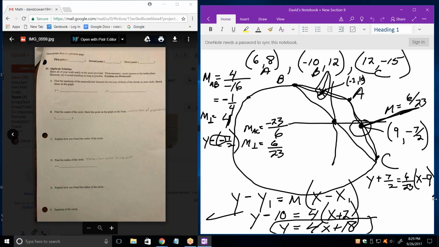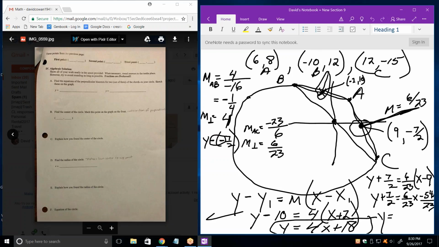So it'd be y plus 7/2 is equal to 6/23 x minus 54/23. Remember, when you're multiplying anything by 9, the digits of the answer have to add to 9. 56 does not add to 9, it adds to 11. 54 adds to 9, 5 and 4. Now I have to move the 7/2 over, and I'll have my answer.